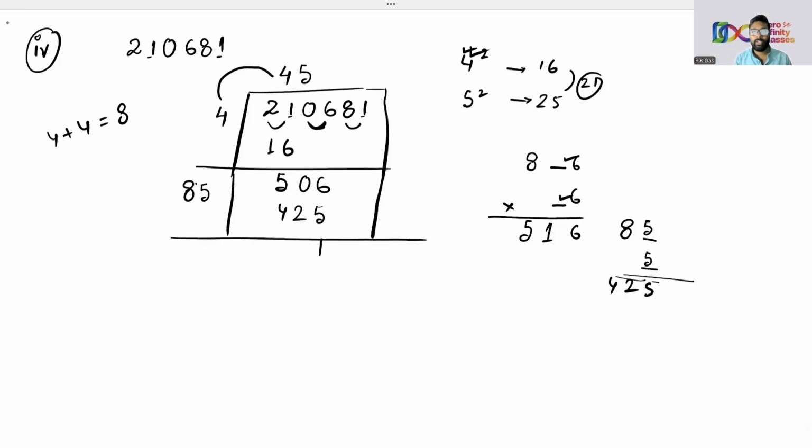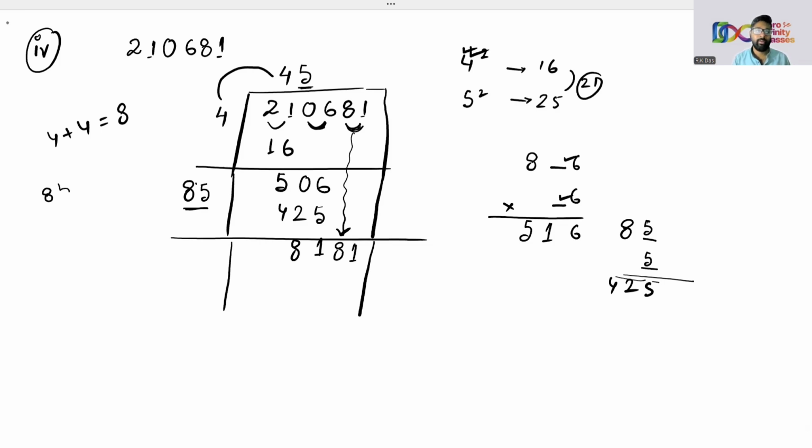Now 6 minus 5 is 1. Then 10 minus 2 is 8. And 4 minus 4 is 0. In the next step, we will be taking the next pair, which is again 81. Yes, perfect, 81. And again, we have to add 85 with this 5.